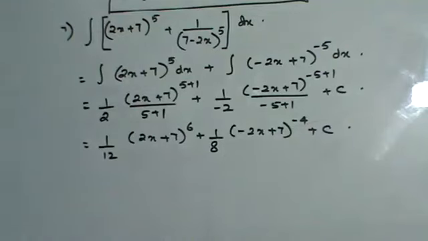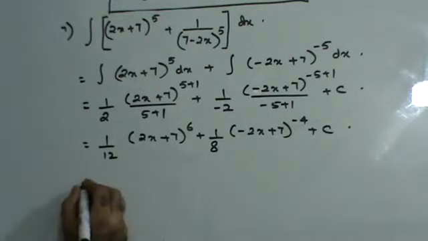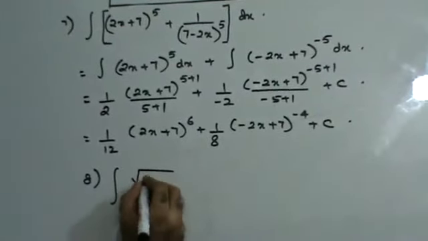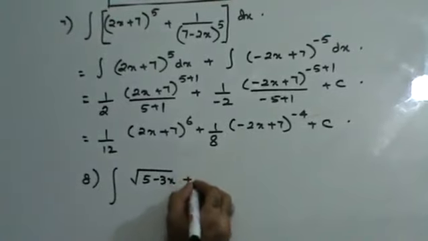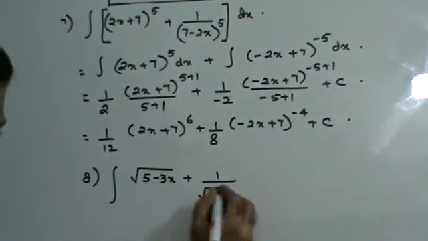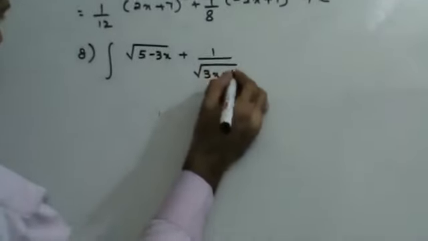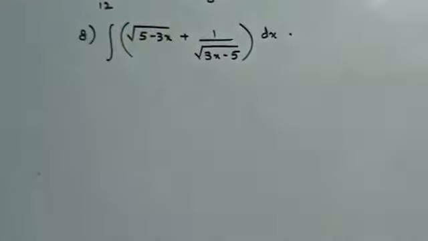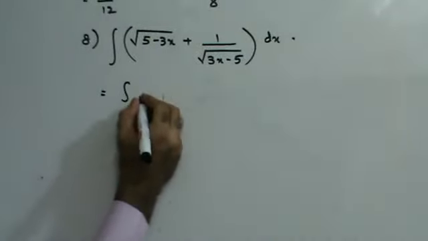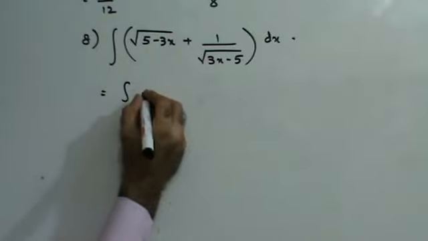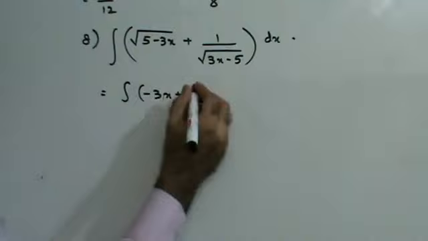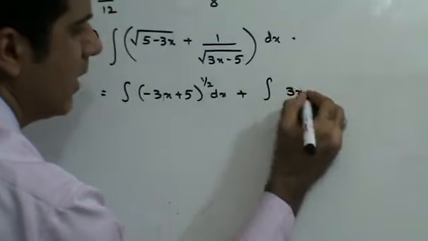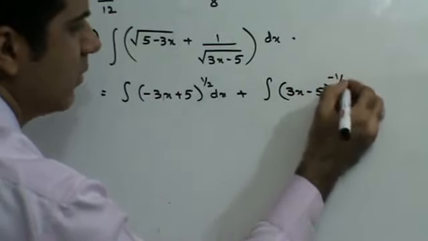Let's move on to the next sum, guys. The last sum to finish this type. Integral of root of (5 minus 3x) plus 1 upon root of (3x minus 5) dx. Right? Let's see the sum, guys. This can be written as integral of, rearrange the term, (minus 3x plus 5) raised to 1 by 2 dx plus integral of (3x minus 5) raised to minus 1 by 2 dx.